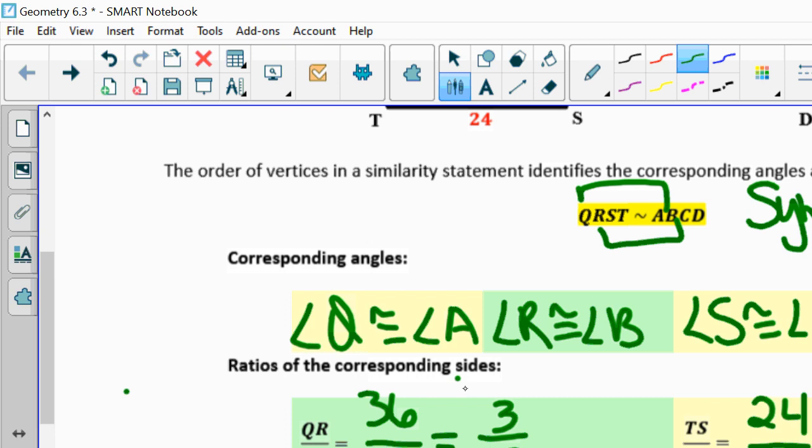The last one, RS, is proportional to BC. RS is marked 18, BC is marked 12. The biggest number that 18 and 12 have in common is 6, so this reduces to 3 over 2. Notice I got the exact same ratio every single time. That will always work because the corresponding sides are proportional.